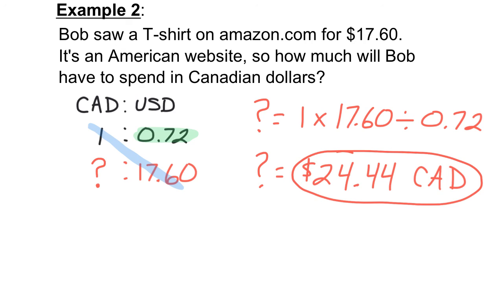So anytime you're changing between currencies, you can use a setup like this where you're comparing Canadian dollars to the other form of currency. You have your exchange rate, and then your desired dollar amount goes on whatever side you need it to, then cross multiply and divide to find your answer.